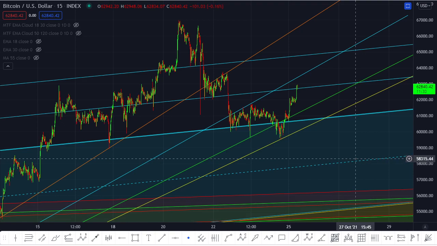It's still looking healthy, but I still think it is right now just in a corrective phase, a correction and pullback type of phase, rather than a continuation to the upside.